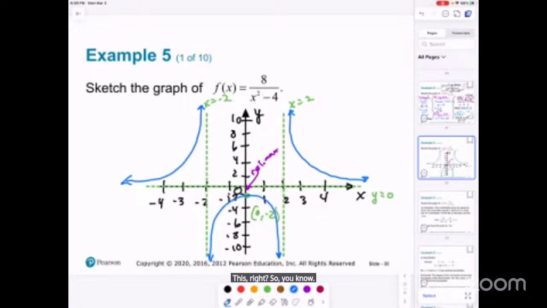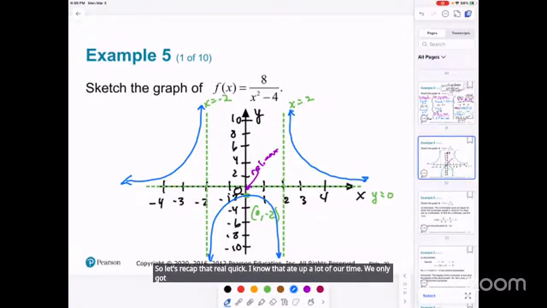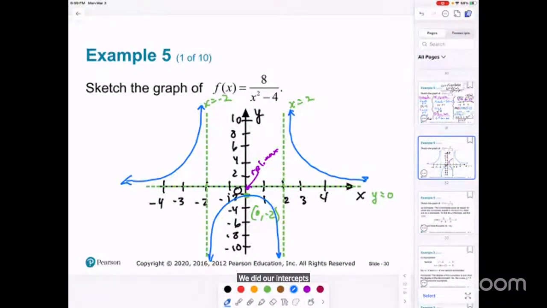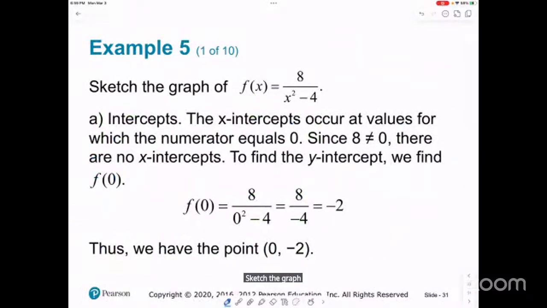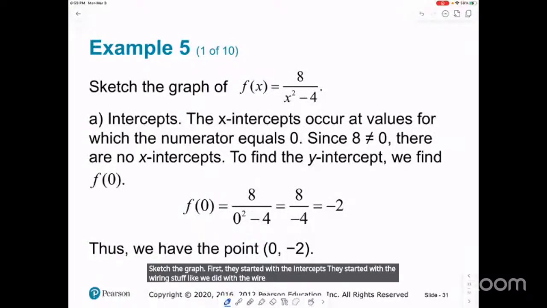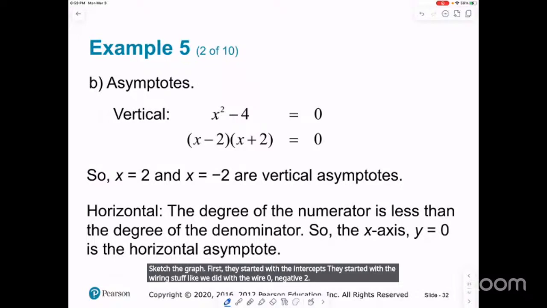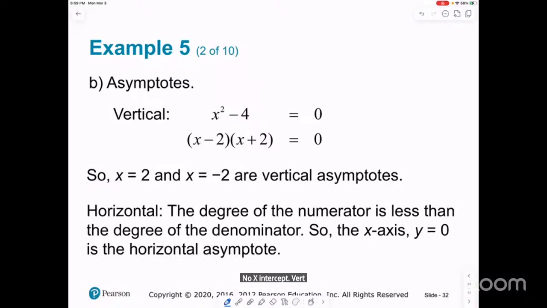So let's recap that real quick. I know that ate up a lot of our time. We only got about a solid 15 minutes, so we'll do the best that we can. We did our intercepts, so I'm going to assume that it's correct. And I want to see the way the textbook did it, right? So let's look at what they did. Sketch the graph. First, they started with the intercepts. They started with the y-intercept like we did, so 0, -2. No x-intercept. Vertical asymptotes at ±2. Y equals 0 was the horizontal.